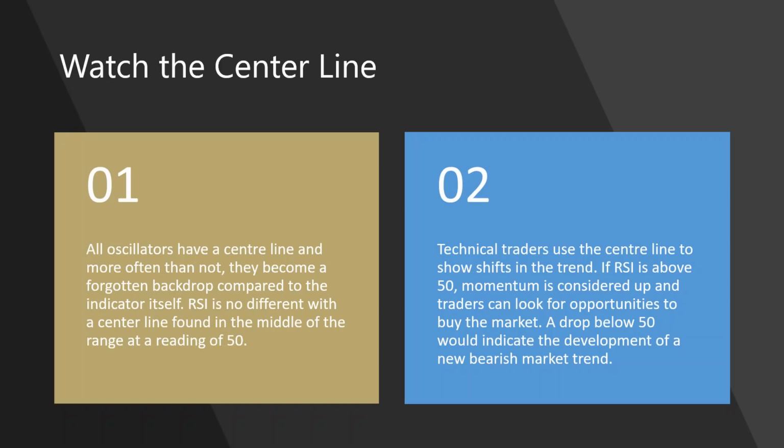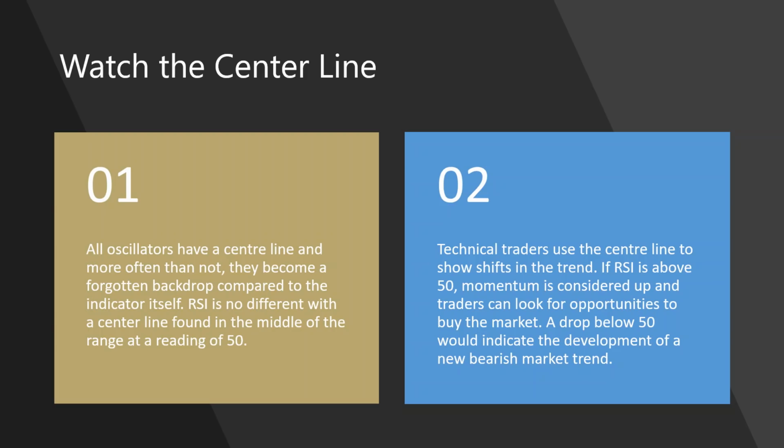All oscillators have a center line, and more often than not, they become a forgotten backdrop compared to the indicator itself. RSI is no different, with a center line found in the middle of the range at the 50. Technical traders use the center line to show shifts in the trend. If RSI is above 50, momentum is considered up, and traders can look for opportunities to buy into the market. Because remember, we always want to buy into the direction of the market.